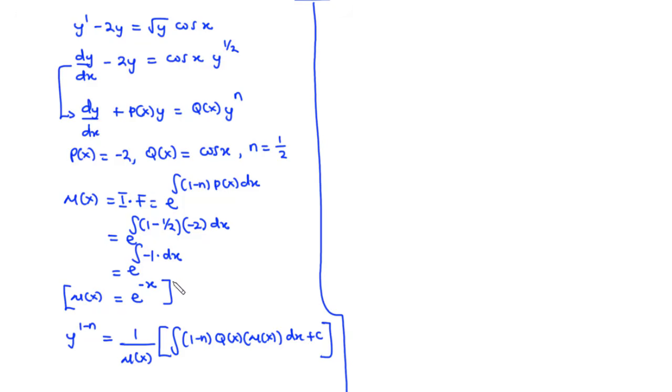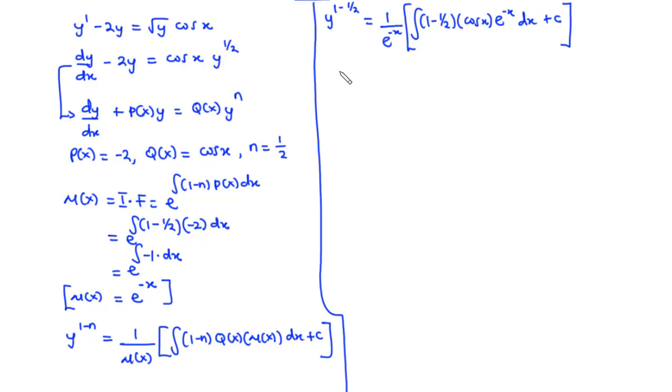So let's substitute the expressions and the value of n in here. So we are going to have y exponent 1 minus n, so 1 minus 1 over 2, equals 1 over mu of x, which is e to the power negative x, times the integral of 1 minus 1 over 2 times k of x, which is cos x, times mu of x, which is e to the power negative x, dx plus c.